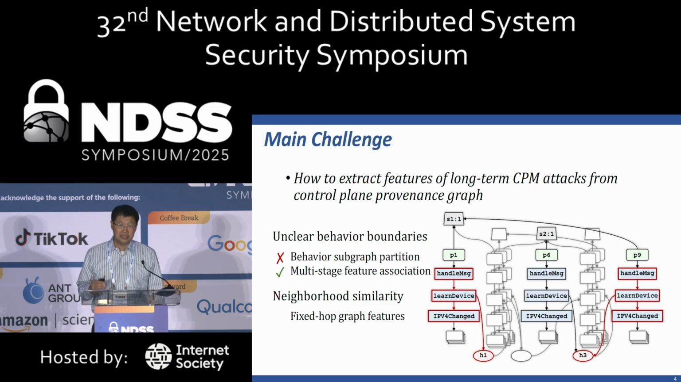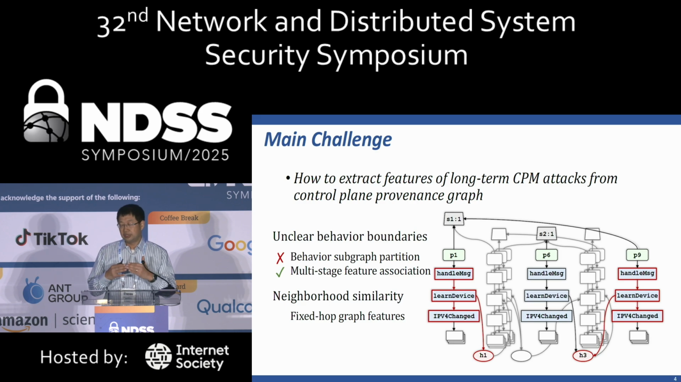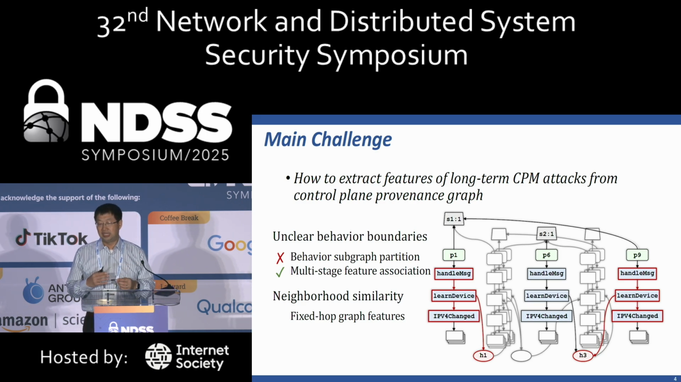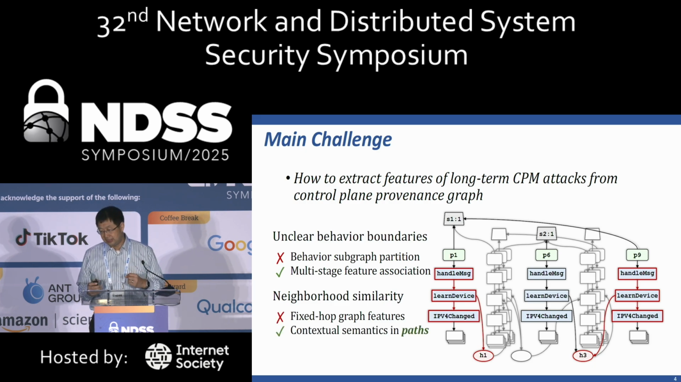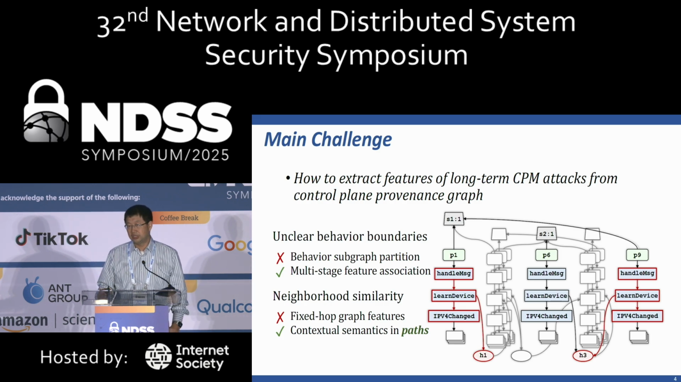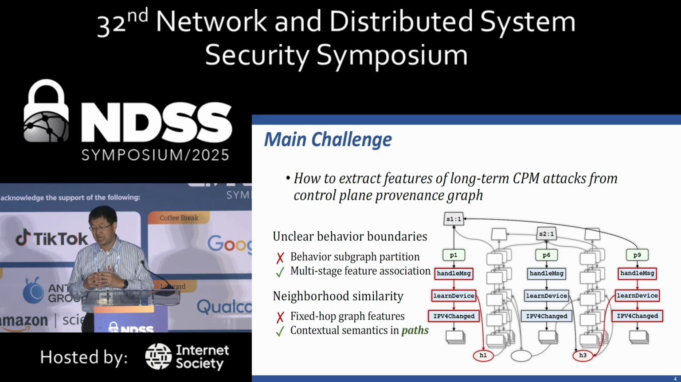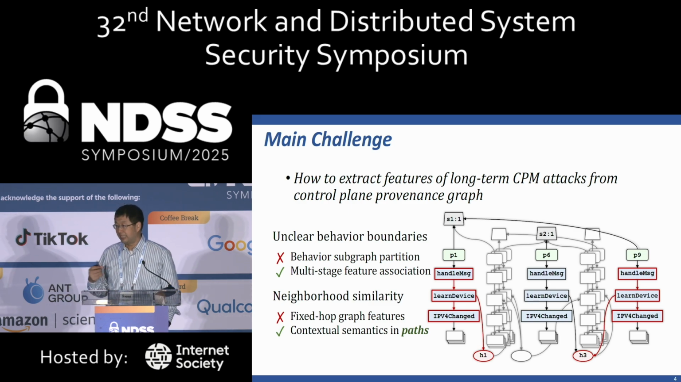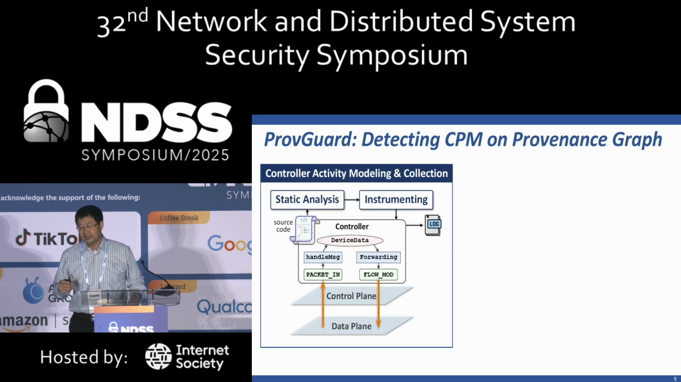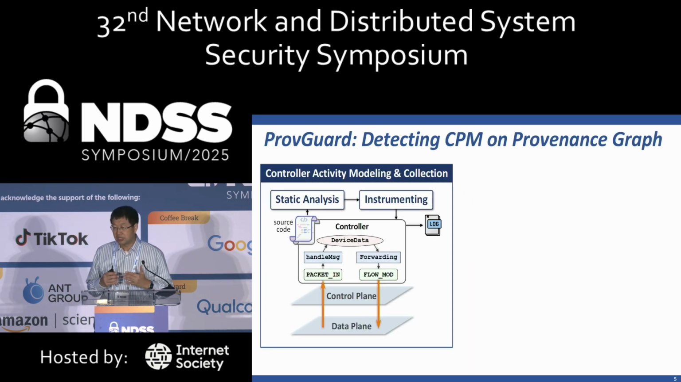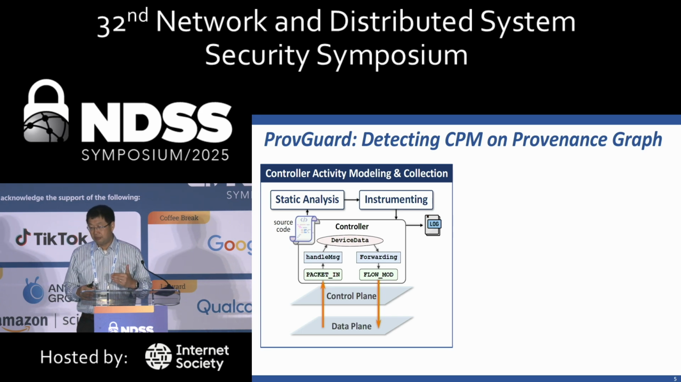Also, how do we decide the similarity, and what is good behavior or bad behavior? A simple solution is to just focus on fixed-hop graph features. The problem is that typically that is not good enough to reflect the similarity. In our solution, based on our experience, we propose to use the context in the path we find as a way to define semantics. Putting this together, we have an approach we call ProvGuard, used to detect CPM attacks on SDN networks based on the provenance graph.